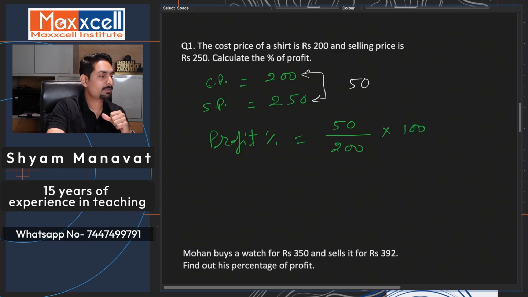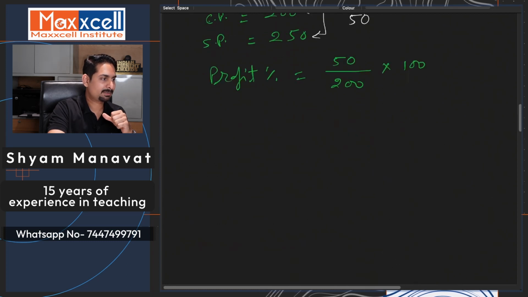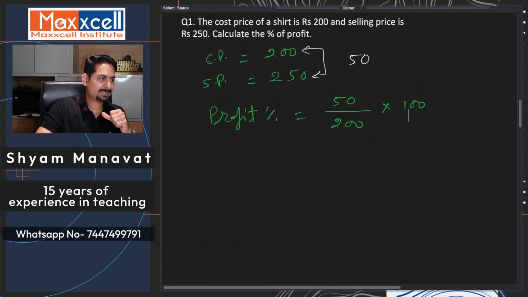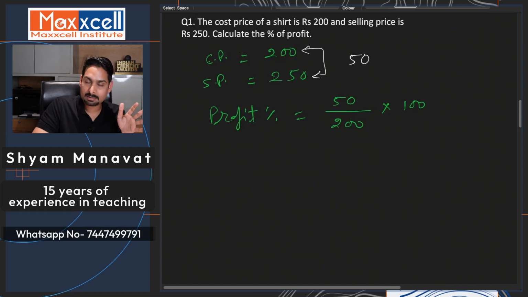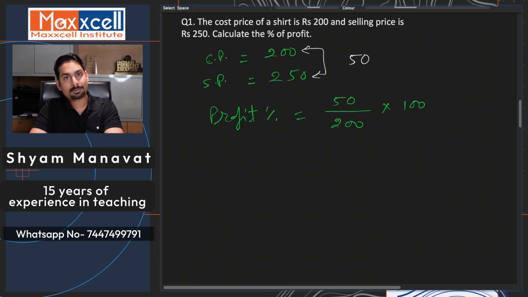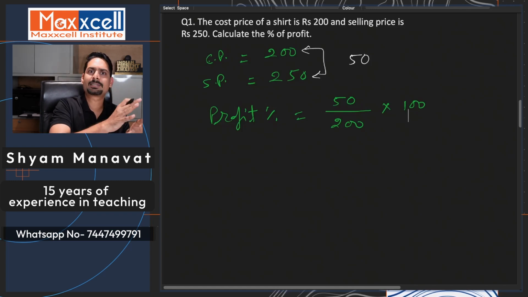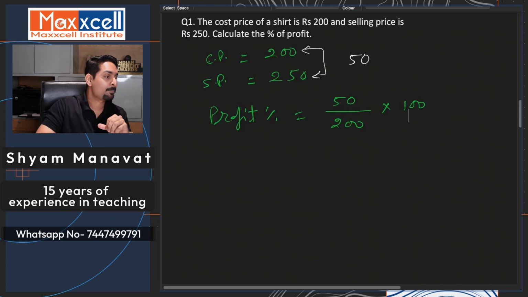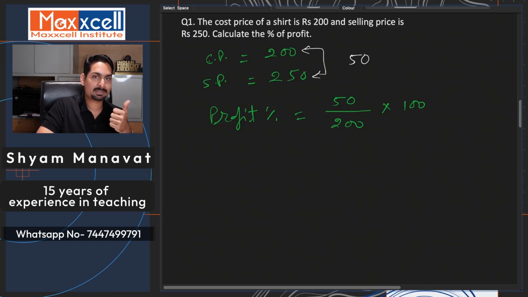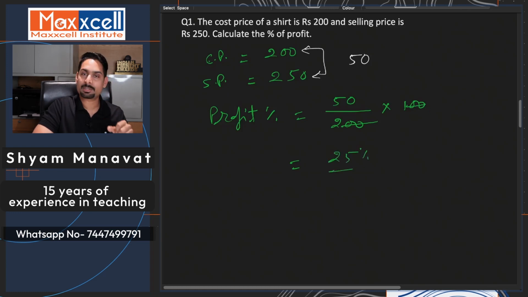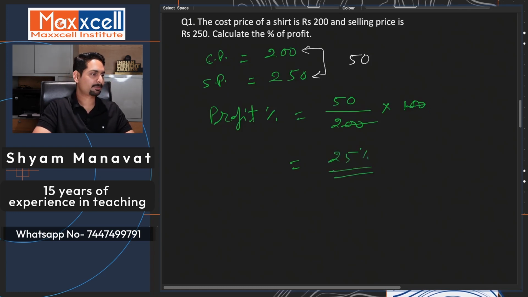I hope you are comfortable not writing extra steps. I always tell you that you are going to answer an objective exam, where you need to mark the right answer amongst the given options. There are no extra marks for extra steps. Try reducing steps as much as possible, and you will save time. So with the profit percentage formula, difference 50, cost price 200, multiply by 100. This becomes 50 by 2, which is 25%. So the profit percentage here is 25%.